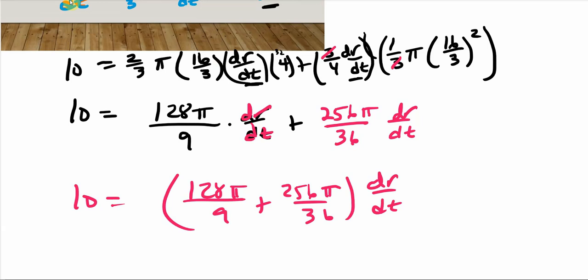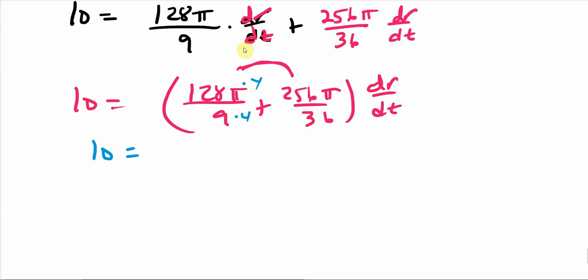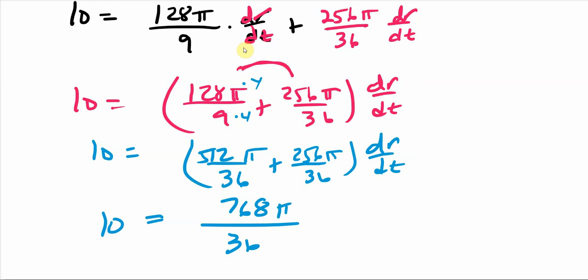Now, the thing is that I can actually add these two together, right? I can multiply this by 4 so that they have the same denominator. So 10 is going to equal 128 times 4, which is 512, pi over 36 plus 256 pi over 36. Now they have the same denominator. So I'm going to end up with 36 on the bottom, and on top I'm going to add those up. That's 768 pi times dr dt.